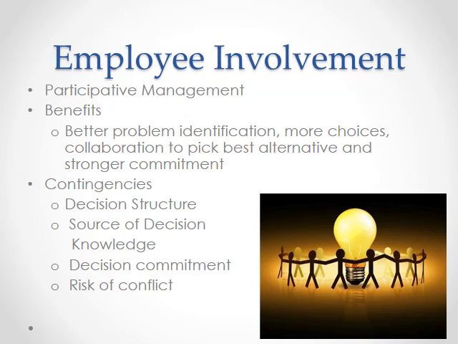Employee involvement does depend on the situation, and there are four contingencies that will judge how or if employee involvement is needed. The first is the decision structure. This is basically program versus non-program decision. If you have a program decision structure, with the rules or guidelines already laid out, you may not need as much employee involvement. Secondly, is the source of the decision knowledge.